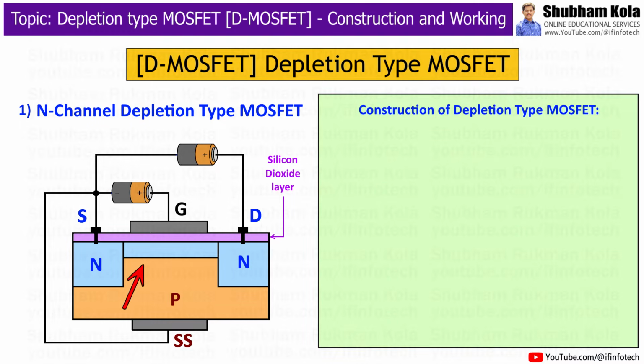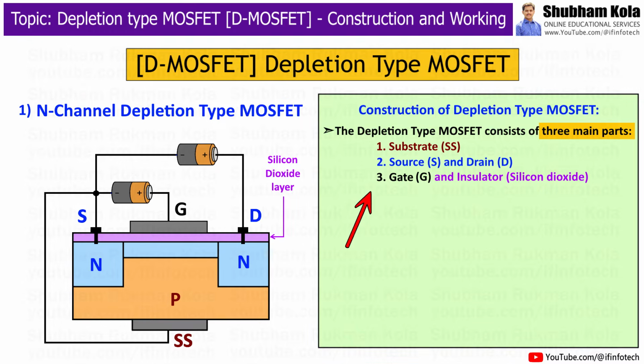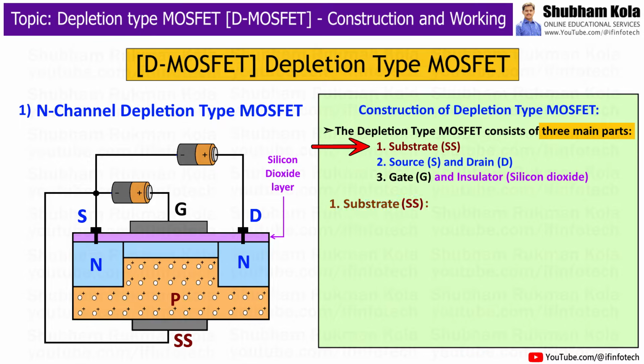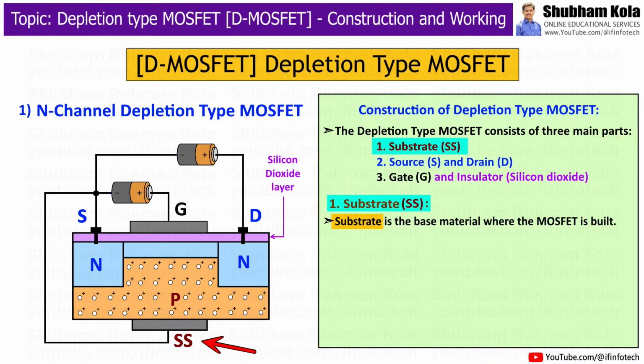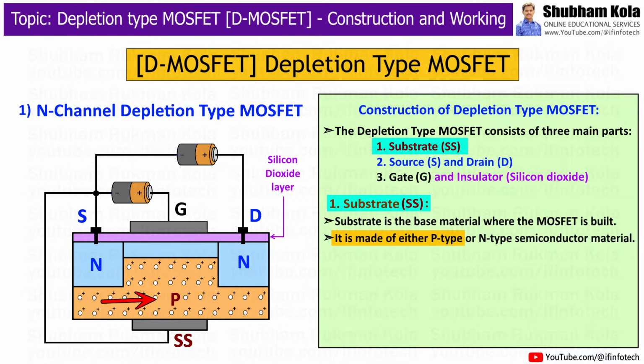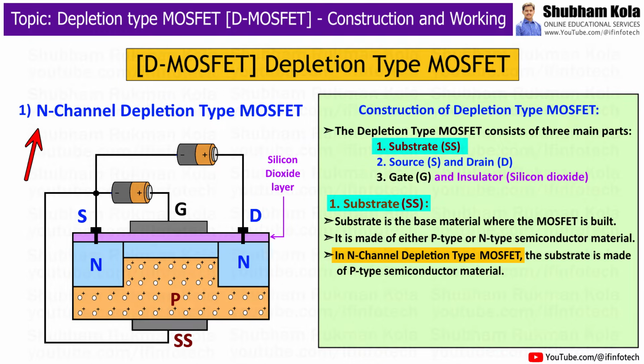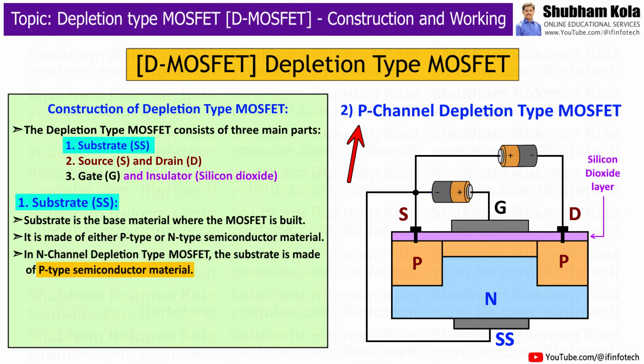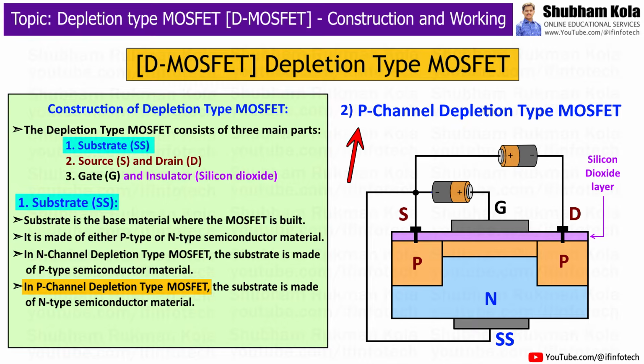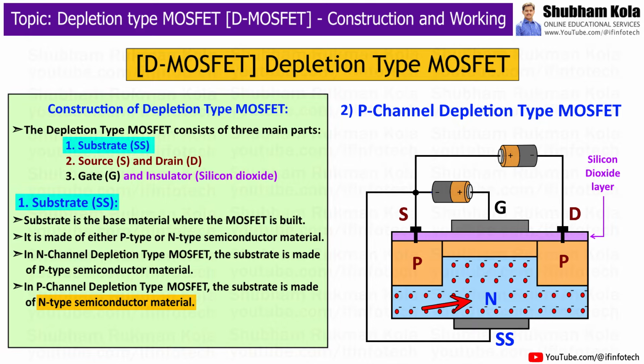Now let's talk about how the depletion type MOSFET is constructed. To make it easy to understand, let's break it down into three main parts. First is substrate. Substrate is the base material where the MOSFET is built. It is made of either P-type or N-type semiconductor material. In N-channel depletion type MOSFET, the substrate is made of P-type semiconductor material, whereas in P-channel depletion type MOSFET, the substrate is made of N-type semiconductor material.